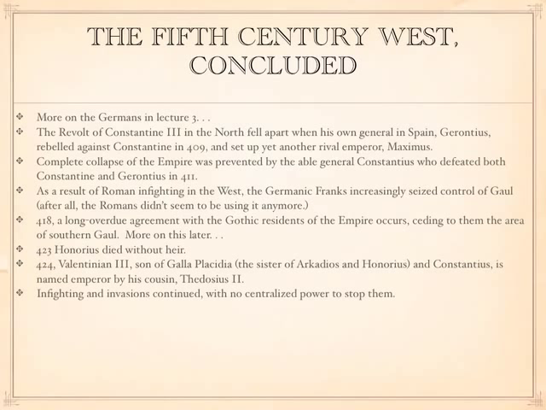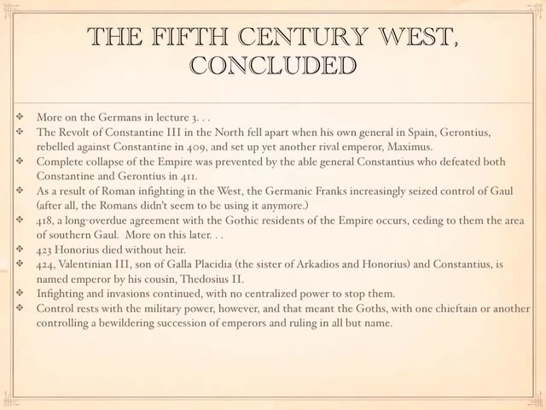Not that it matters much, because infighting and invasions continued. There is no centralized power to stop this. The Germanic tribes are warring among each other to see who gets to be the controller of the Roman throne in the West, and it's pretty much chaos at this point. Control rests where? With the military. And that means control rests with the Goths, the people who have enough soldiers and enough military might to impose their will. One chieftain or another was controlling a bewildering succession of emperors and ruling in all but name. The real rulers of the West after the death of Honorius are the Germanic chieftains.